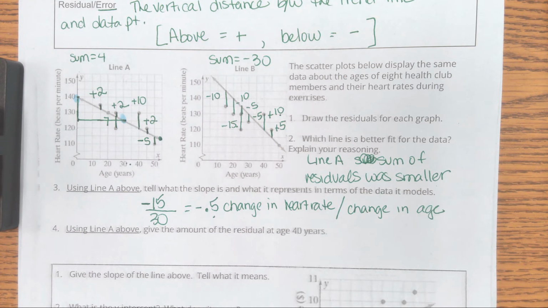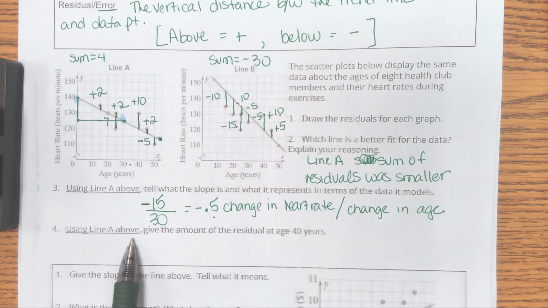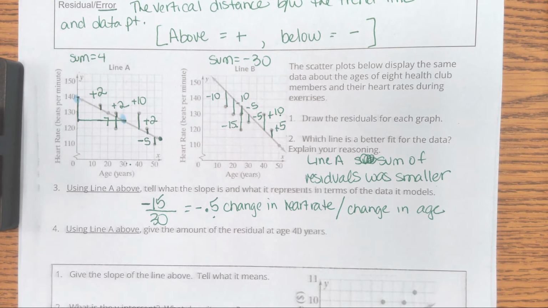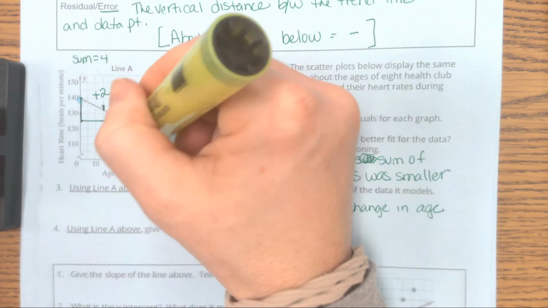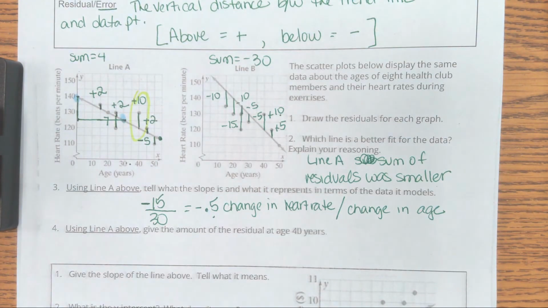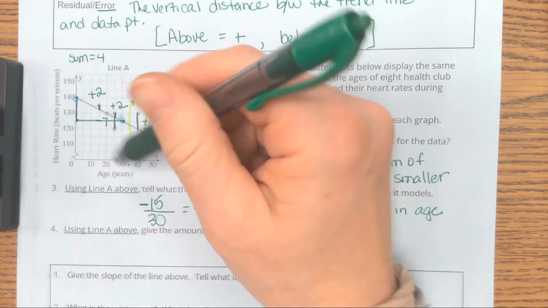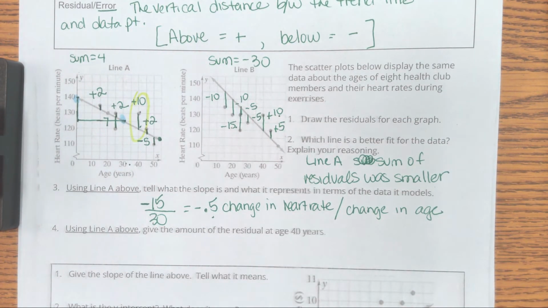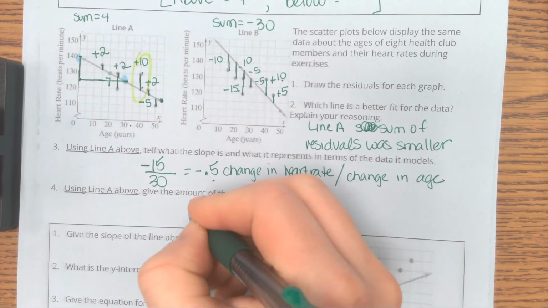Okay, 4. We already did this one. Using line A above, give the amount of the residual at 40 years. Let's find the dot at 40 years. We already found what its residual was. It's that one. So do you see the 40? This is the point and this is the line. The error or the residual we got was positive 10.